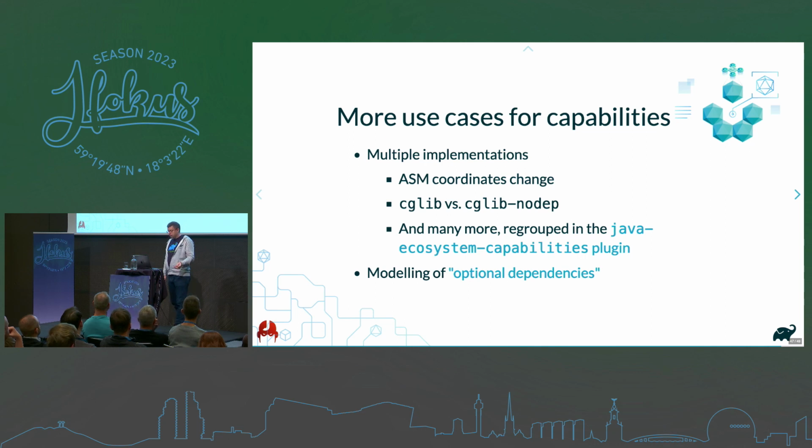There are more use cases for capabilities. The whole multiple implementation case, so ASM, for example, they changed their coordinates. That's one way you can add a capability to make sure that you never get both. You've got the CGLib versus CGLib-nodep. Having both on the classpath is a problem. And you've got many more. And the plugin I explained about the Jakarta Java EE mess actually covers quite a large number of ecosystem-specific rules that are potentially applicable to all of your builds. And so just applying that plugin may report issues that you can then act upon by using the resolution API.